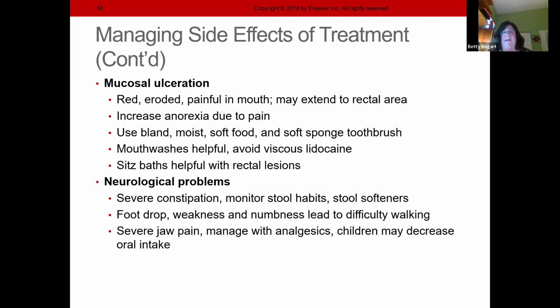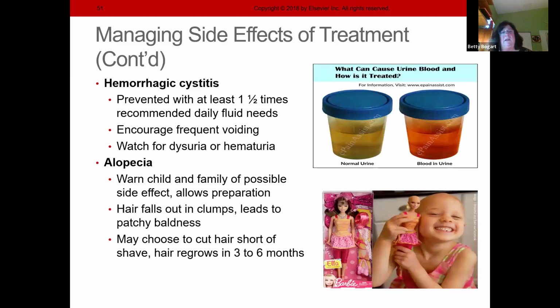Also, remember if they are not up and walking, to keep preventing foot drops and keeping the skin in good condition. And some of these kids, you're going to have to turn side to side, etc. And sometimes, again, anything with pain, especially if it's the jaw, they're not going to want to eat and chew, right? So, again, making sure they are medicated for pain is one of the key things.